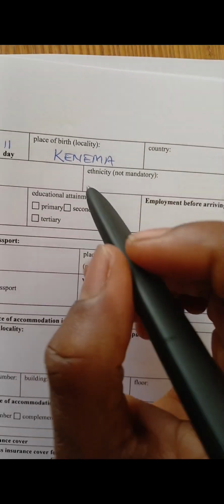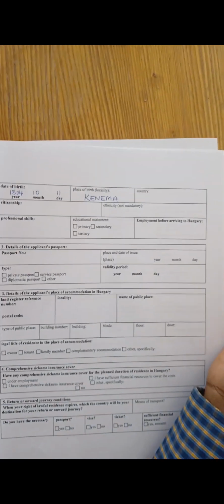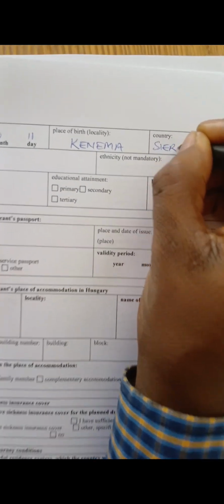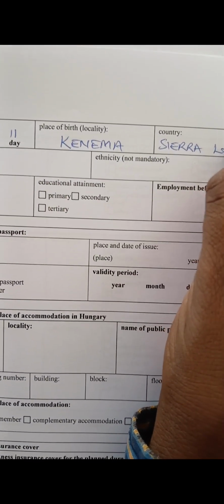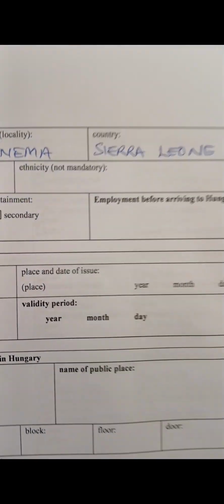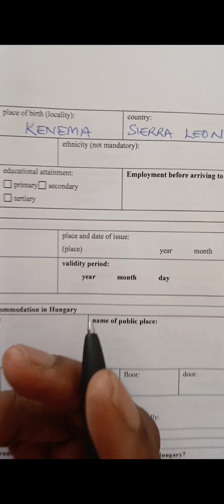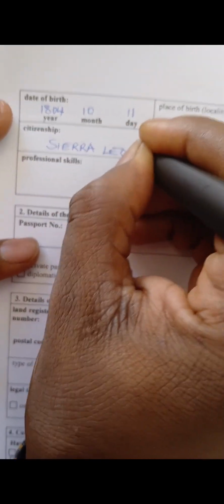Kenema. Make sure you provide the correct one, because when you come here also, they'll be asking you where you were born. You fill some documents that will require the location, that's the locality where you were born. And the country is Sierra Leone. Okay. And my citizenship, I am a Sierra Leonean.